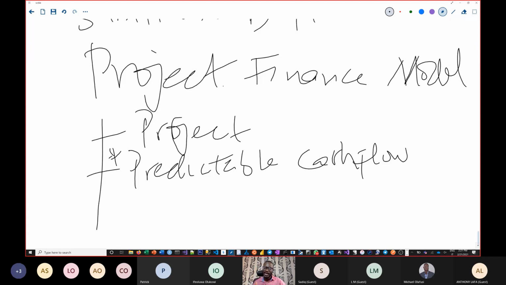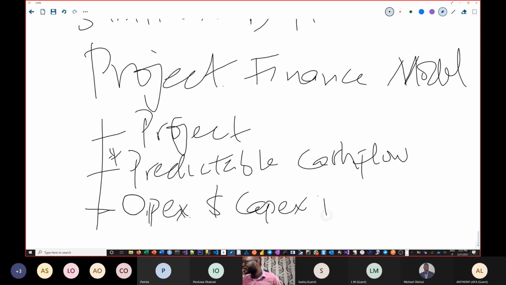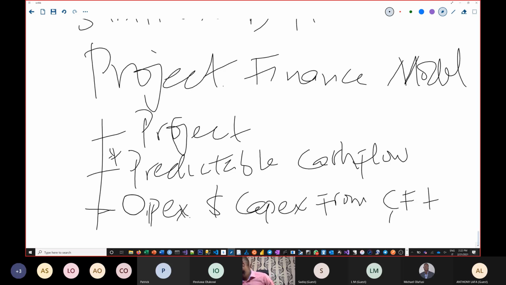That's what makes it drastically different, or well, one of the things that makes it drastically different from the way we model our financial statements on the other side. This one is cash flow driven. We know how much we can earn. We try to know exactly how much we need to spend. So it also captures the Opex and Capex. But we know what? We draw this from the cash flow plus whatever funding that we are getting.